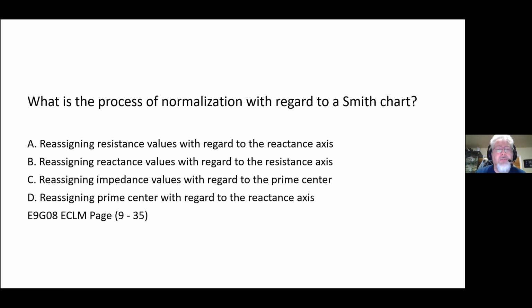What is the process of normalization with regard to a Smith chart? A. Reassigning resistance values with regard to the reactance axis. B. Reassigning reactance values with regards to the resistance axis. C. Reassigning impedances with regard to the prime center. Or D. Reassigning prime center with regard to the reactance axis. Charlie is correct. Reassigning the impedance values with regard to the prime center.